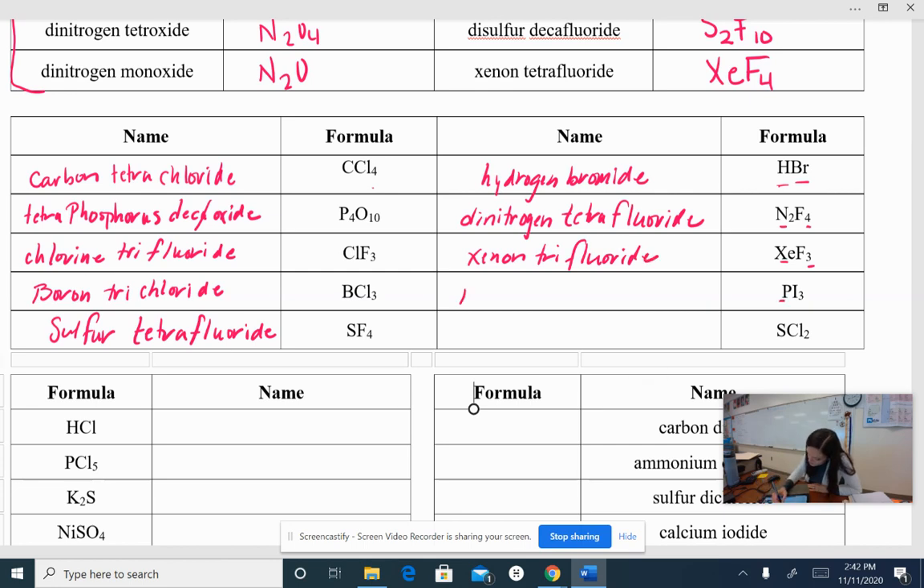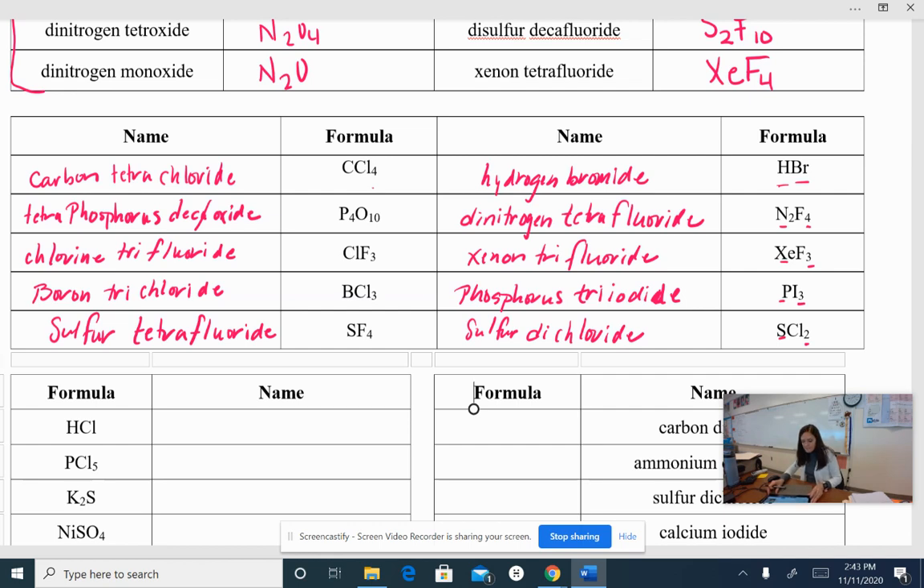1 phosphorus, and then I have 3, so tri, and then iodide. I need to put another D in there. Okay, sulfur, dichloride. How'd you do on those?